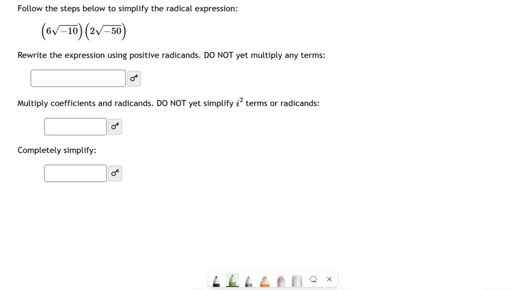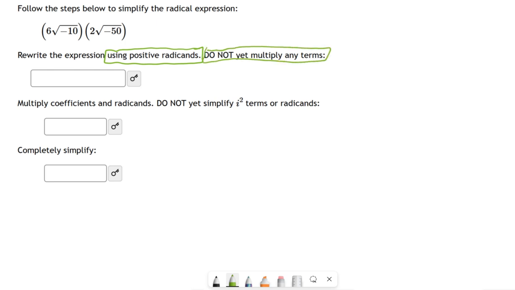We're being told to multiply two radicals together. And if you notice, these radicals have negative signs inside them, so that makes them a little more complicated to deal with. And with this problem, I want you to pay especially close attention to the instructions. First thing, I want to rewrite these using positive radicands, and do not multiply any terms.